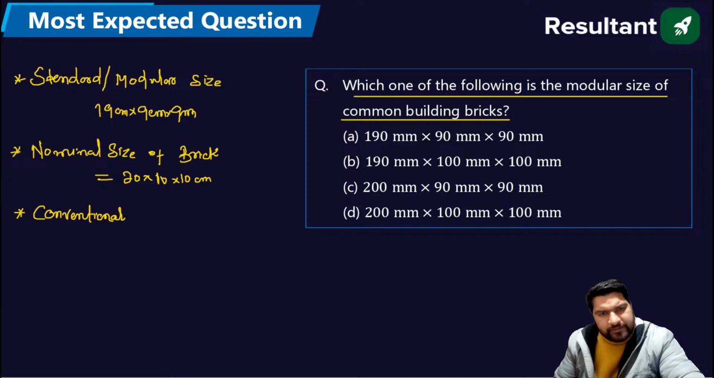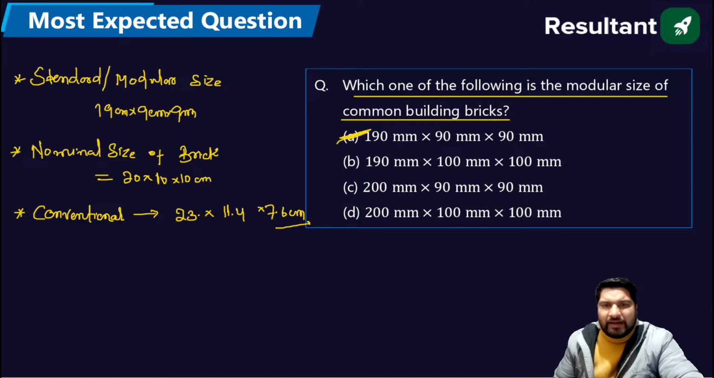If I talk of the conventional size, how much is it? That is 23 multiplied by 11.4 multiplied by 7.6 centimeters. Absolutely fine. So the answer will be A, the standard size or modular size.